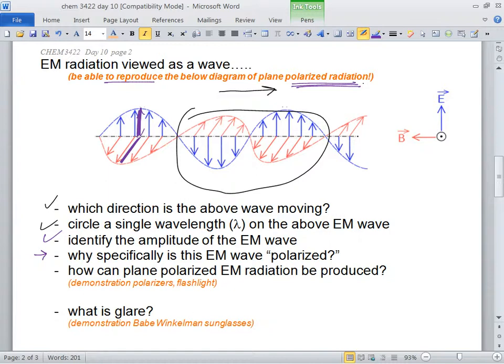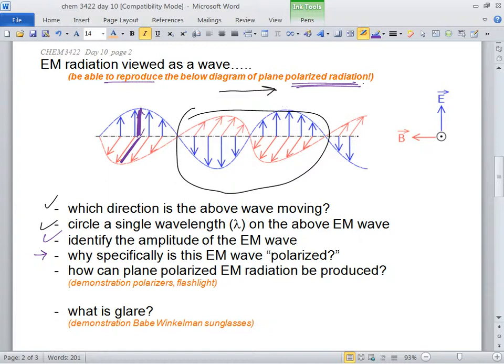Okay. Here's light. Is this polarized? Light just typically coming from a bulb. How would you know? It's not polarized. The only way to know is really to figure out how to generate polarized radiation. Here's one way: make glare.